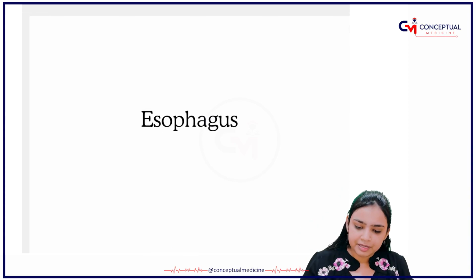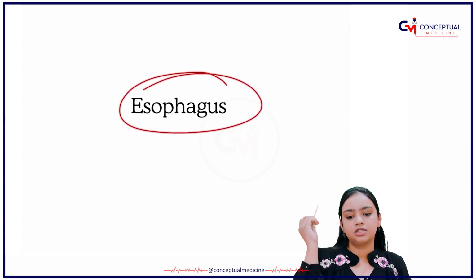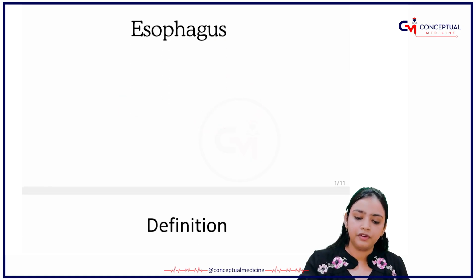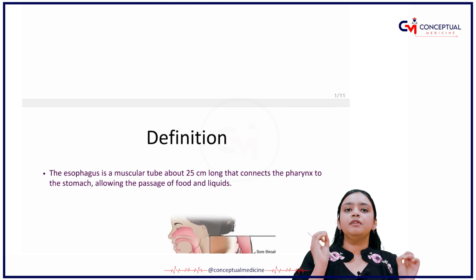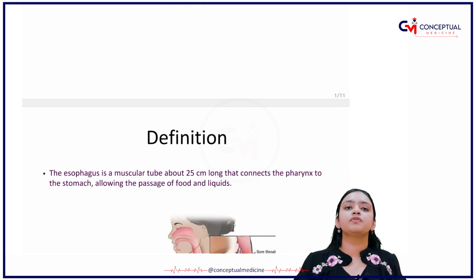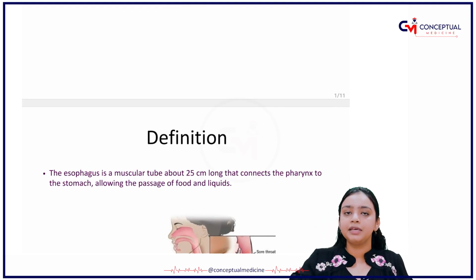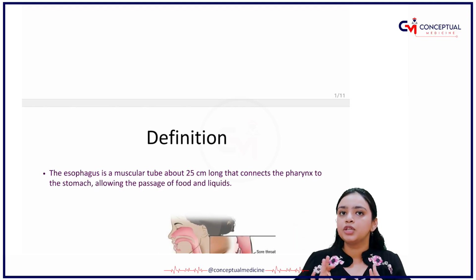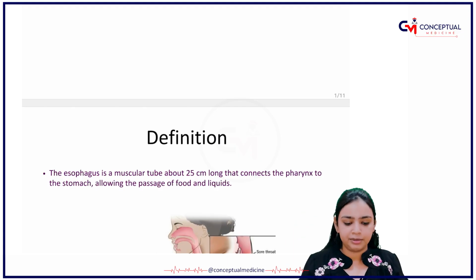Today we will be studying about the esophagus. The esophagus will be divided into two parts. This is the first part, in which we are discussing the normal anatomy and the other things we need to know before jumping onto the systemic one.